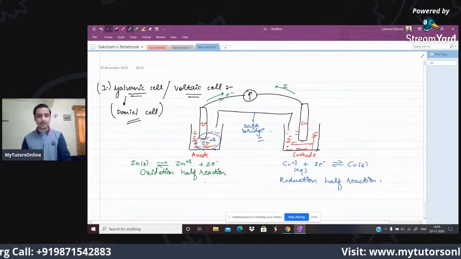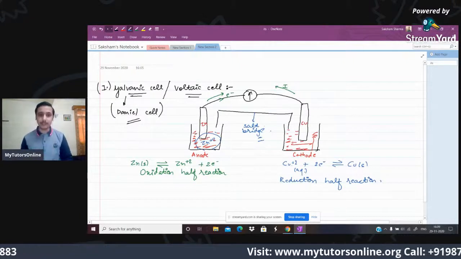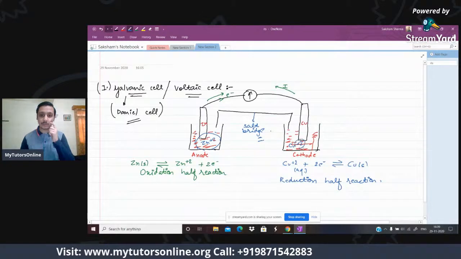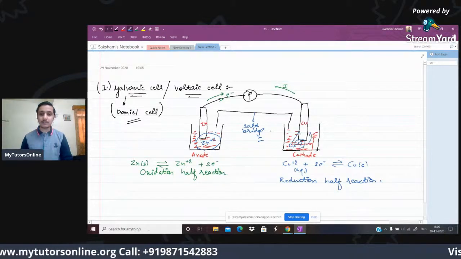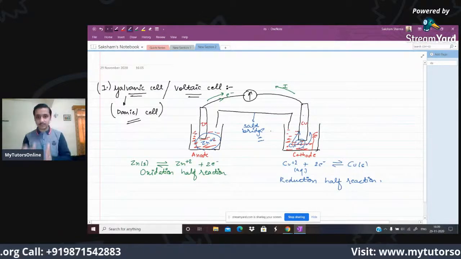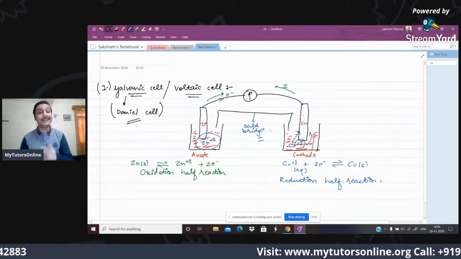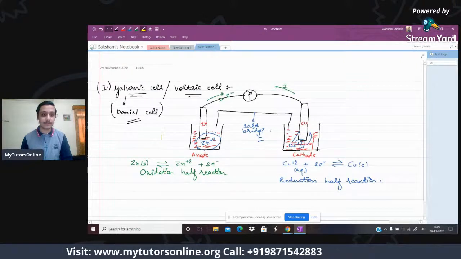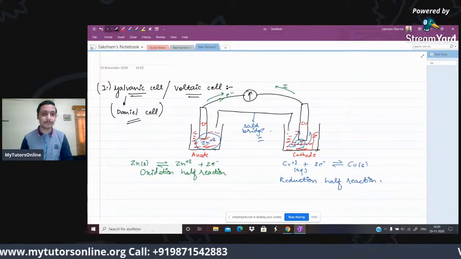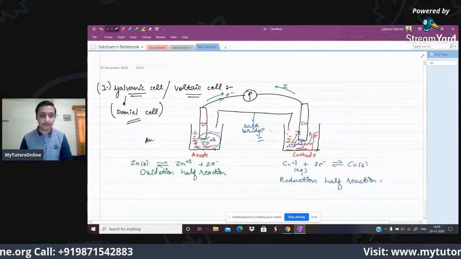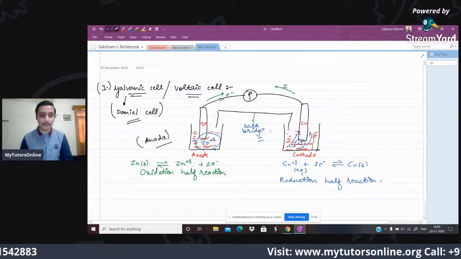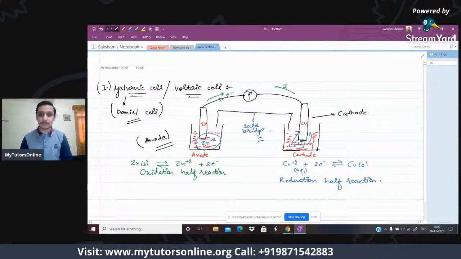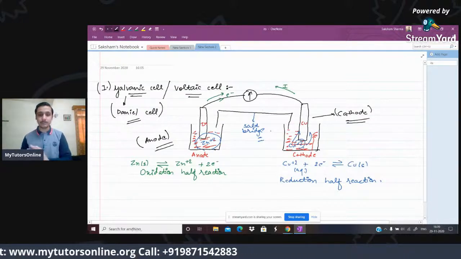So this is your oxidation half reaction and this is your reduction half reaction. Here you must be having some copper plus 2 ions which now stick as copper and solidify as copper at the cathode. This was the anode, and this is your anode and this is your cathode. Okay, so this was some basic working.